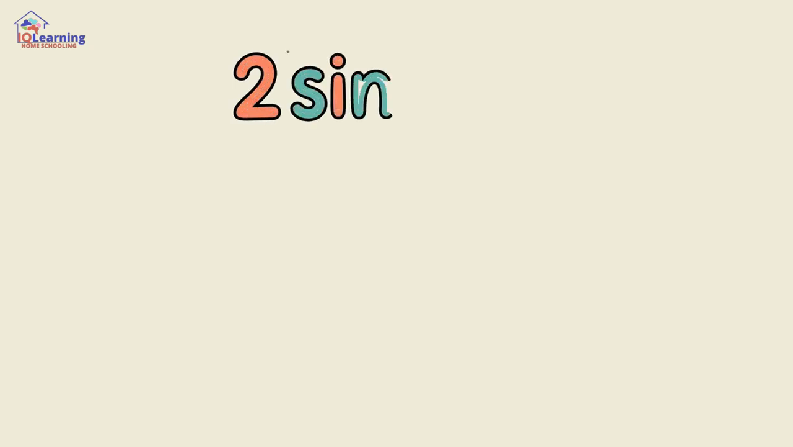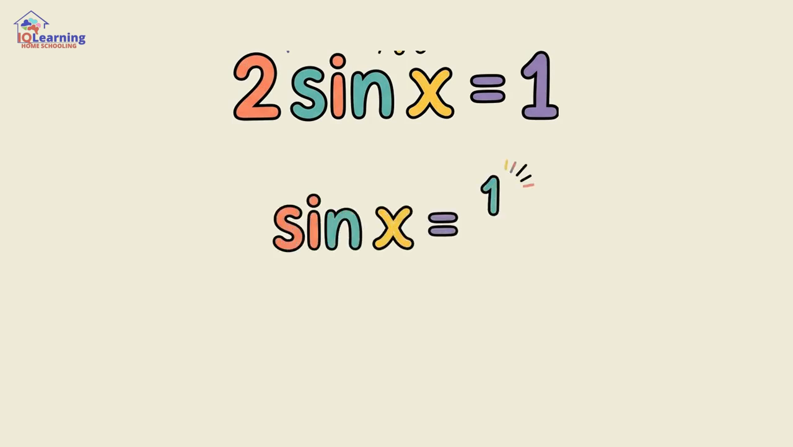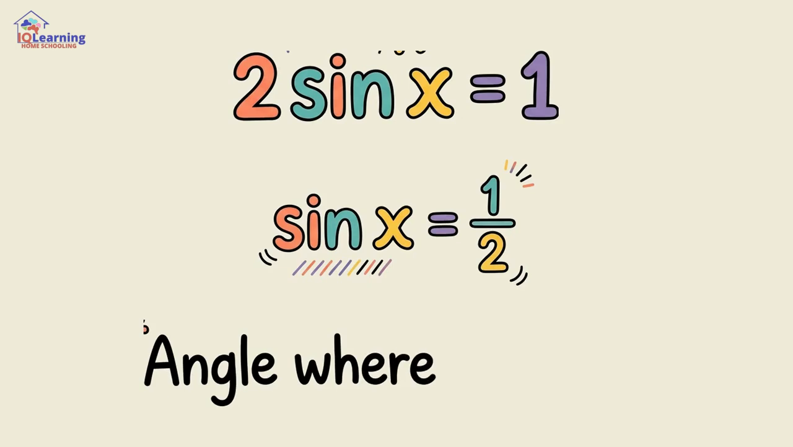So let's start by isolating sine. We have 2 sine of x equals 1. Divide both sides by 2 and we get sine of x equals 1/2. Now pause and translate what this means in plain language. We are looking for every angle between 0 degrees and 360 degrees whose sine value is 1/2.